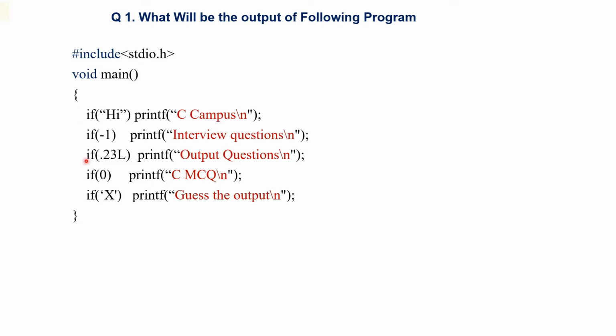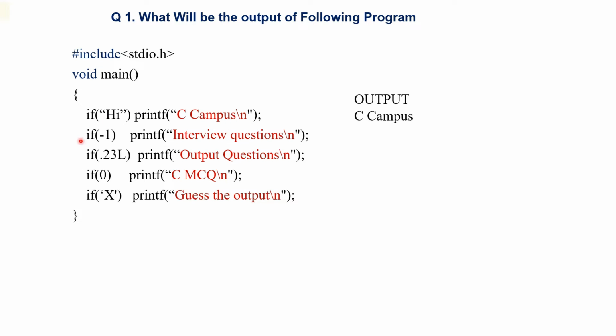Here in this program, an if statement is used where there is no logical expression or relational expression which will result in a value of either true or false. Here there is a string constant, and a string constant always returns a non-zero memory address. So this condition will be considered true. Because this is a non-zero value, the next statement will be executed. So because of this printf function, the string C campus will be displayed.